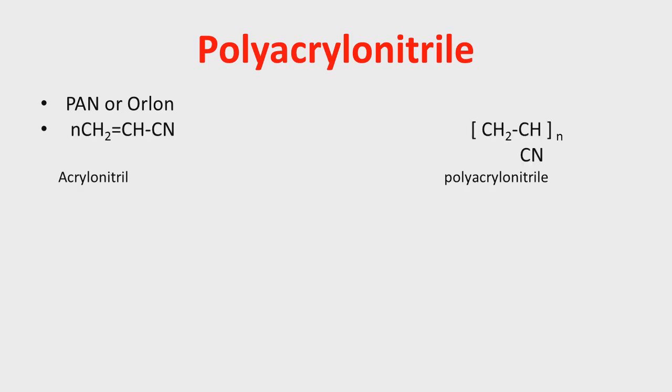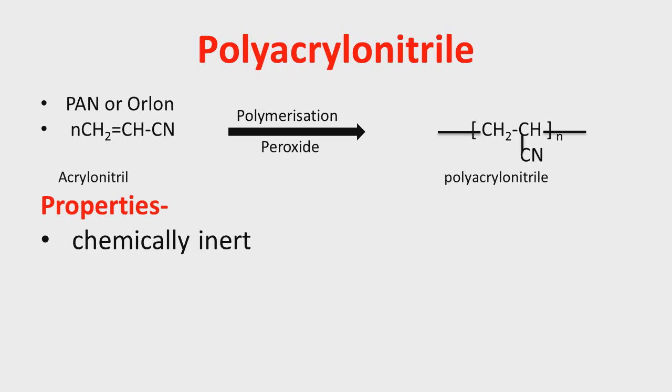Let me tell you another example of addition polymer which is also easy to remember and easy to study, that is polyacrylonitrile. Another name of this polyacrylonitrile is PAN and Orlon, and the monomer of polyacrylonitrile is acrylonitrile. N molecules of acrylonitrile on polymerization in the presence of peroxide as a catalyst give polyacrylonitrile, which is also called PAN and Orlon. This polyacrylonitrile is chemically inert. It means that it does not react unnecessarily with another substance. It is also used as artificial wool for making blankets.